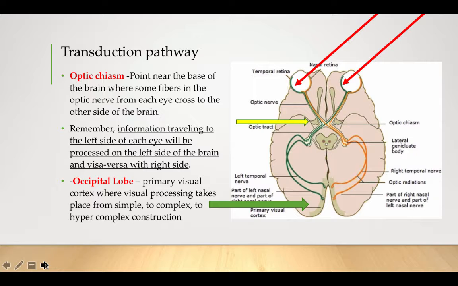So I would review and let me know if you have any questions, and we'll talk about some of that information in class tomorrow, like the blind spot. We'll do a blind spot test and so forth.